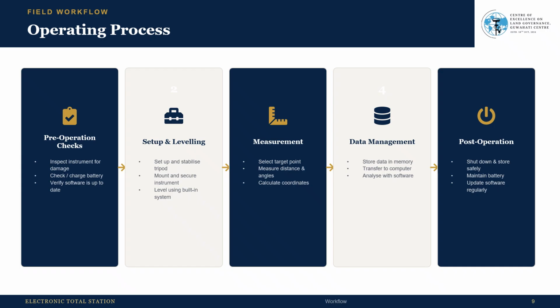The third step is measurement. The surveyor selects the target point, sights the target, measures angles and distances, and obtains the required coordinates. The fourth step is data management. The observations are stored in the instrument's memory and can later be transferred to a computer for processing and analysis. Finally, after fieldwork is completed, the instrument should be properly shut down, safely stored, and maintained.